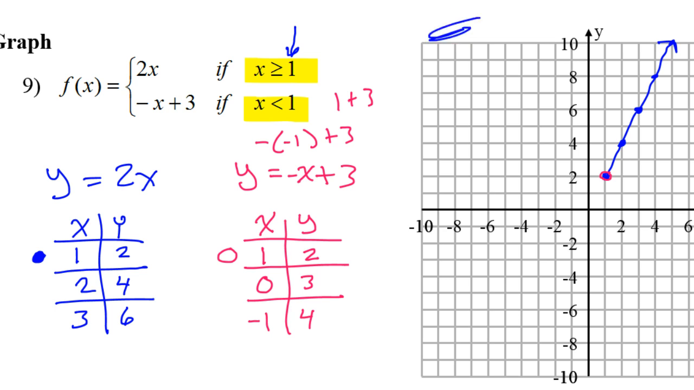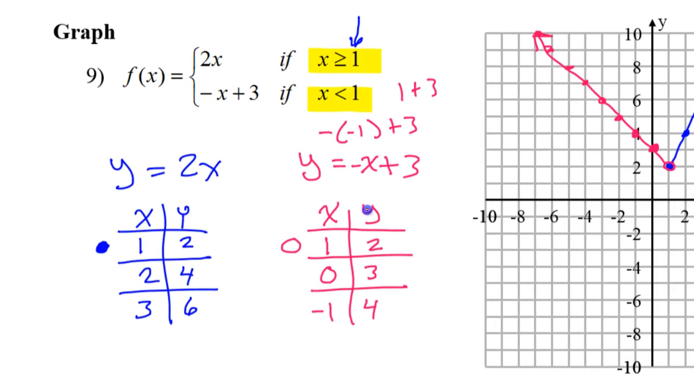Okay, now back to the graph. 0 comma 3, that would be right here. And negative 1 comma 4 would be right here. And again, you can see the pattern. You see the slope is negative 1, so you know it's going down 1 over 1. But going to the left, it's going to be like going up 1, left 1. All right, so that pattern would continue like this. So we have this graph like this. All right, and that's it. We have now graphed this piecewise function.